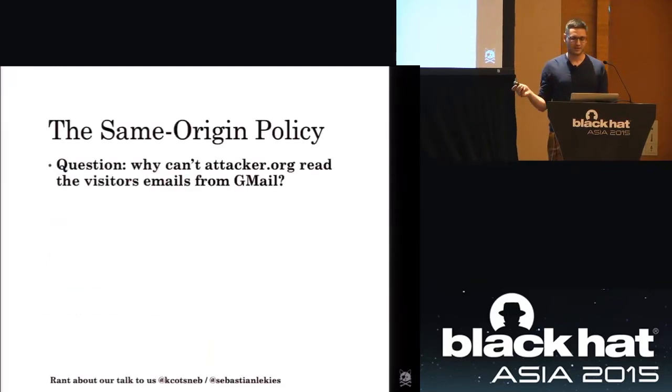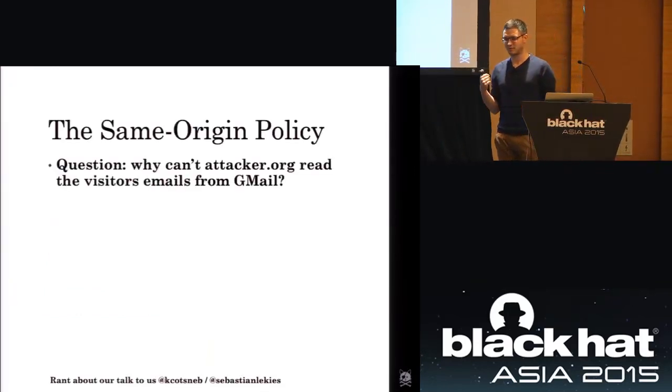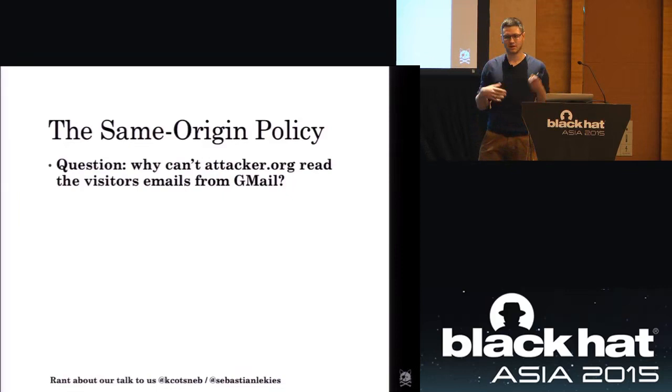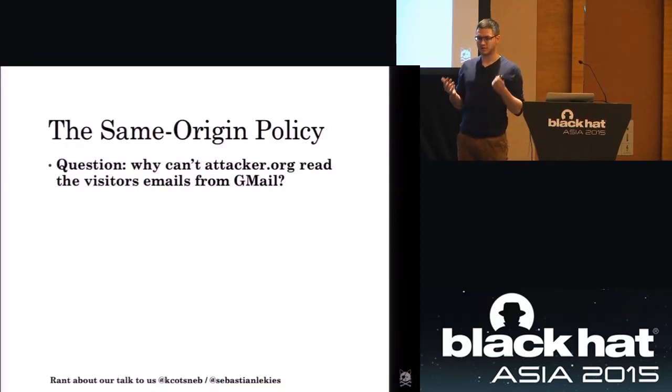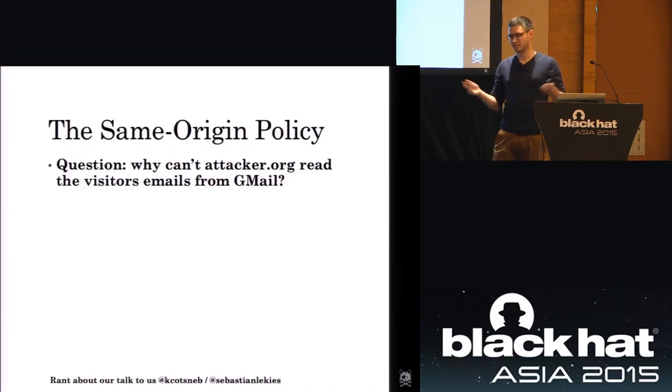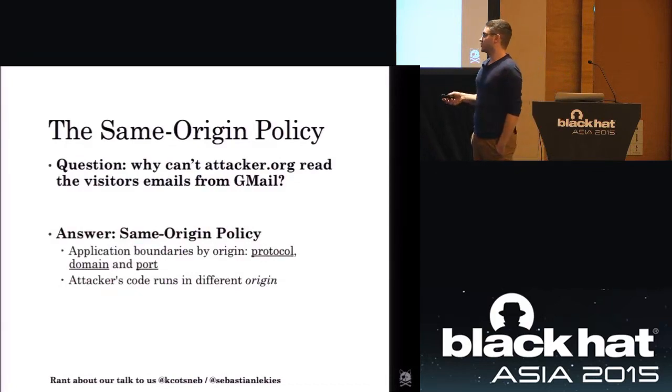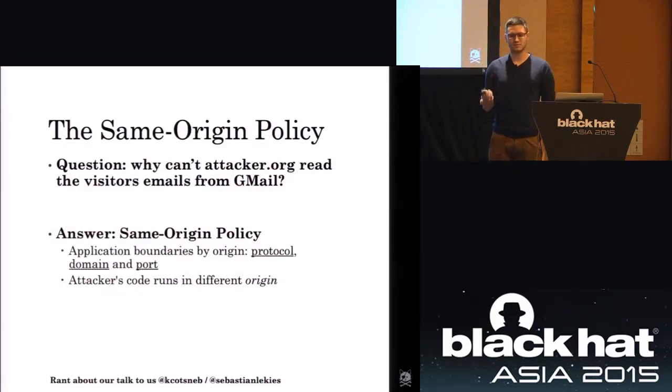Well, cross-site scripting. So before we can talk about cross-site scripting, we'll talk briefly about the question: if I am attacker.org, and I open an iframe, for example, and frame mail.google.com, why is it not possible for me to interact with this site? Because it would be very easy for me to extract all your emails. And the answer is the so-called same origin policy, which basically is a policy that enforces application boundaries based on an origin. And an origin in this case is the combination of the protocol, the domain, and the port. And obviously, attacker.org has a different domain than gmail.com or mail.google.com, so we cannot actually execute our own code and script into that.